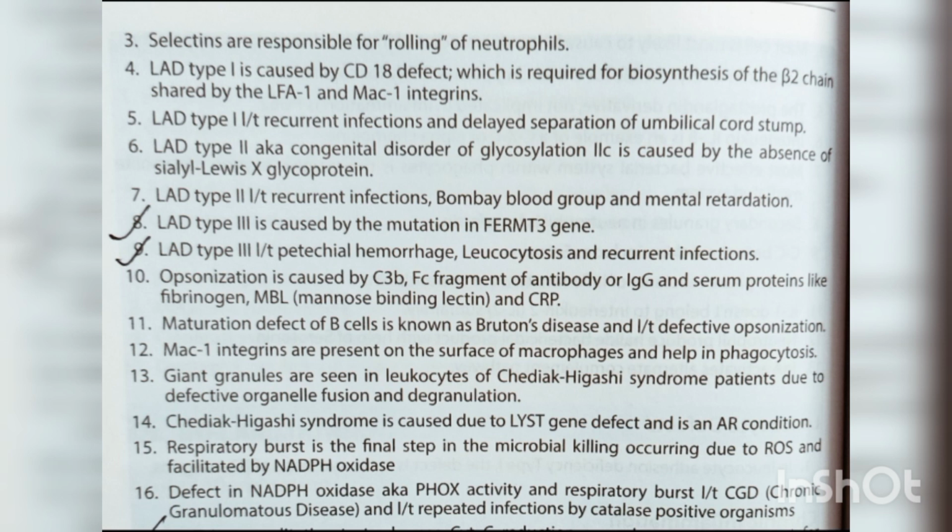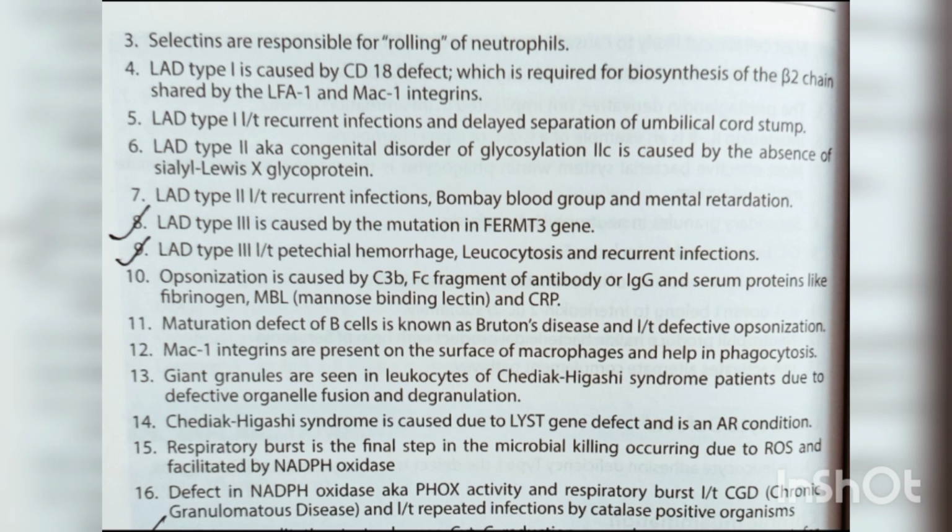Opsonization is caused by C3b, Fc fragment of antibody or IgG, and serum proteins like fibrinogen, MBL (mannose binding lectin), and CRP. Maturation defect of B cells is known as Bruton's disease and leads to defective opsonization. MAC1 integrins are present on the surface of macrophages and help in phagocytosis.